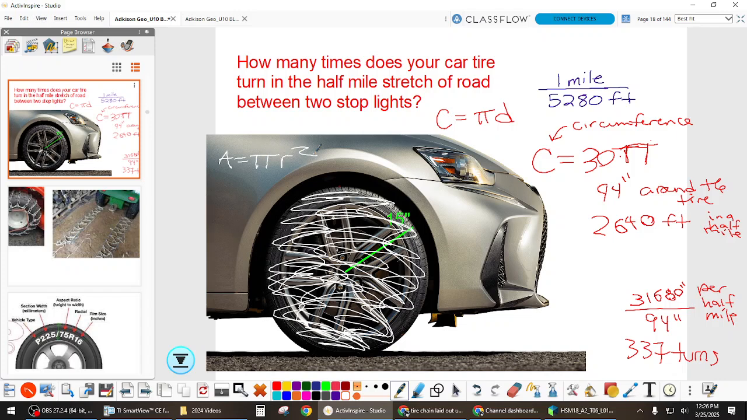So 15 squared is 225, so 225 times 3.14. What is that, like 690-ish? 706. What are the units of area? So earlier we had to label, we had feet, we had inches. What are the units of this area for this tire?